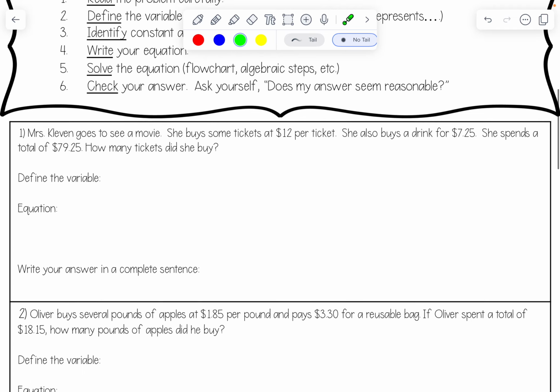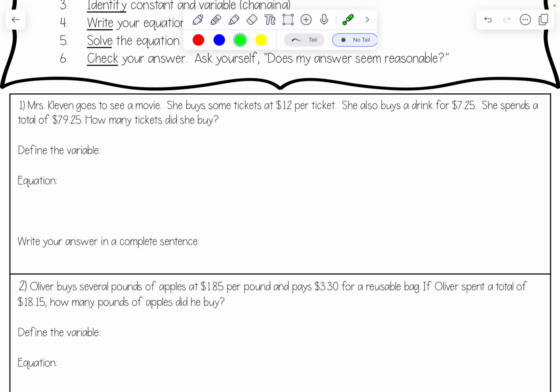Okay, so number one, we have Mrs. Cleben goes to see a movie. She buys some tickets at $12 per ticket. She also buys a drink for $7.25. She spends a total of $79.25. How many tickets did she buy?